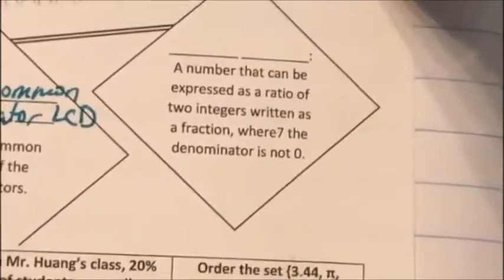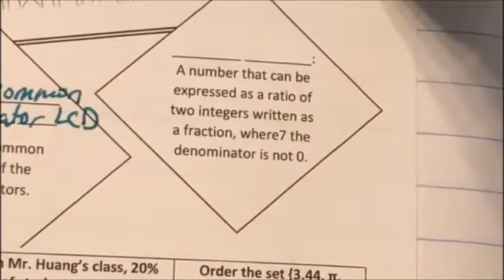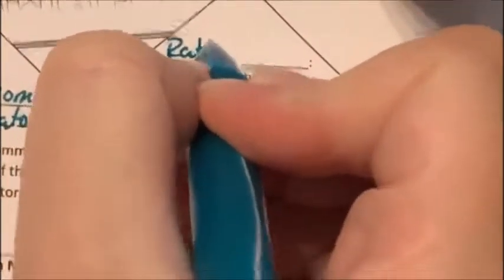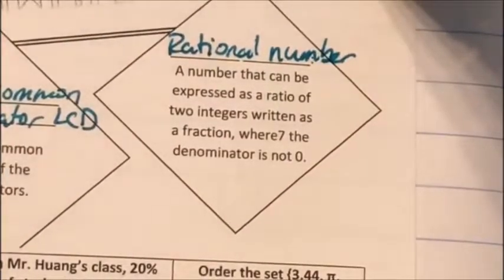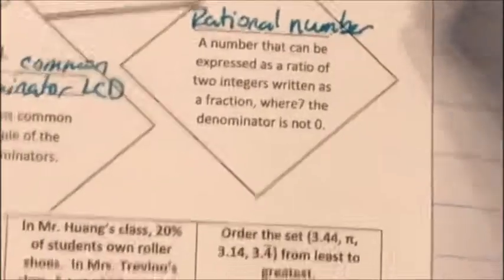In the last diamond, blank, blank, a number that can be expressed as a ratio of two integers written as a fraction, where the denominator is not 0. In those two blanks, you're going to write rational number. So I have a couple of examples.